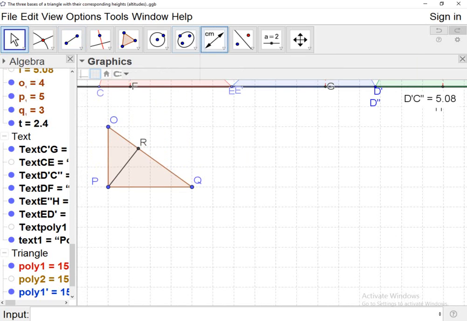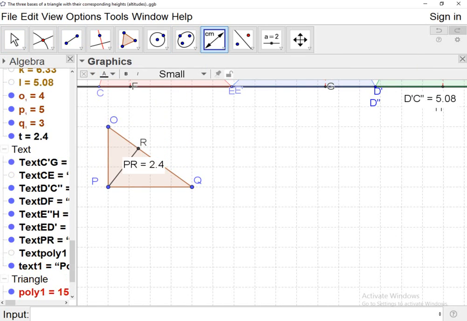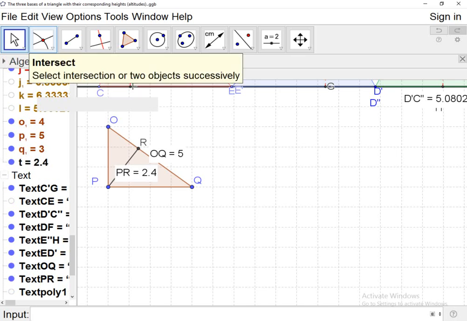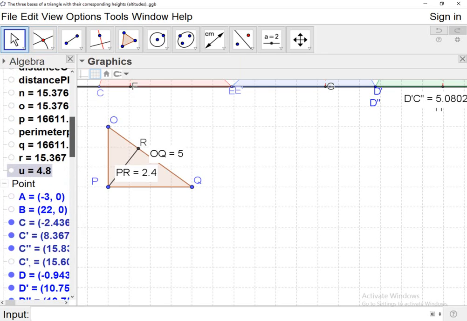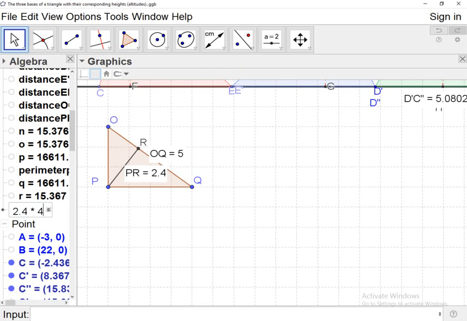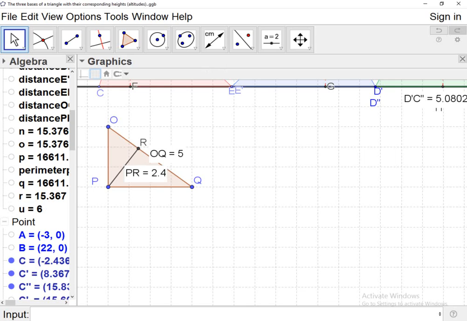Okay? So if I take PR's length, it is 2.4. That is 5. Okay? If I take area equals 1/2, in this case, 2.4 times 5, does that still give me, where's the number at? What's going on here? I did? Oh, thank you. Still give me 6, right? Does that make sense? Okay.